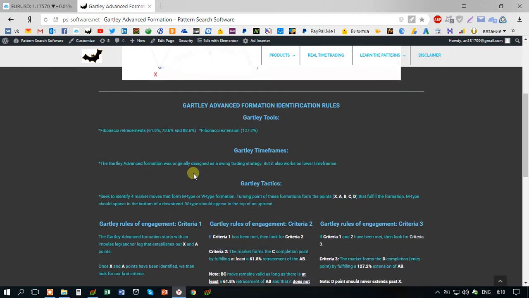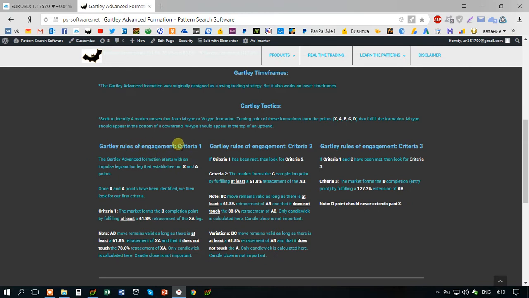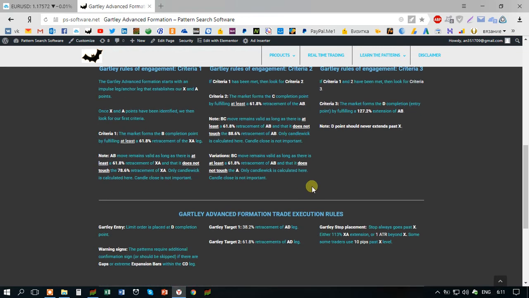You will be explained what tools you need and what tactics you need. So criteria number 1, criteria number 2, criteria number 3. Not only standard ratios, but also some of the most commonly traded variations, including variations within the D point of the Gartley advanced formation. You can see the variation, and also you will be given the trade execution rules, how to execute.